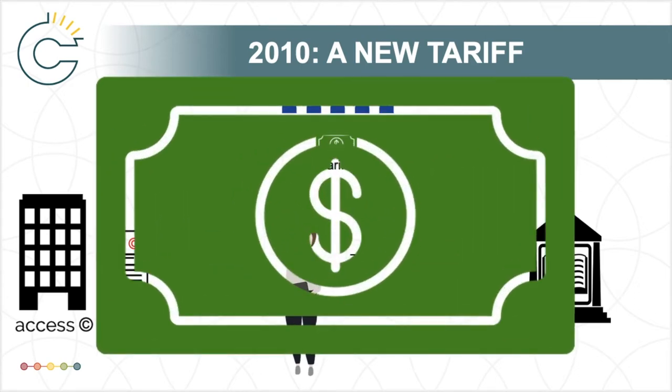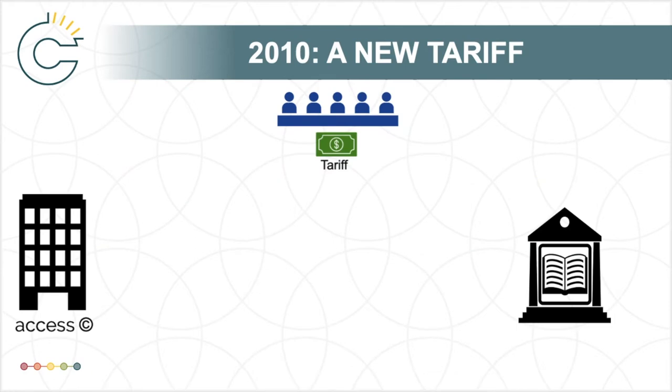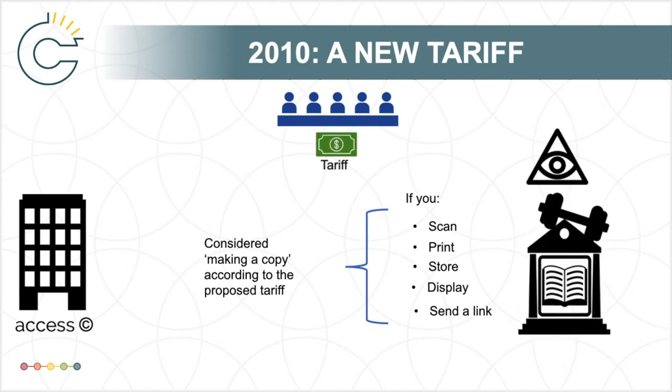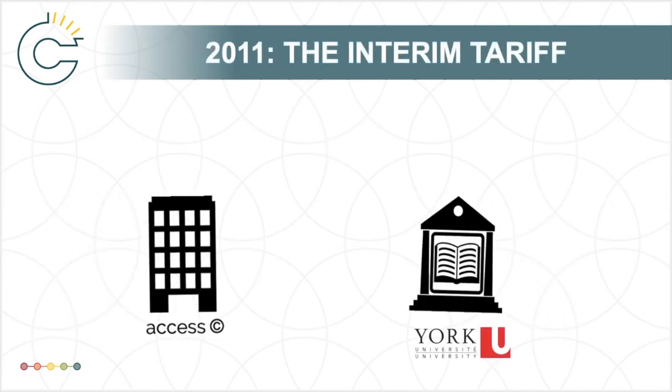Beyond the massive increase in fees, the proposed tariff created other concerns for colleges and universities. Particularly, this tariff intended to expand into the area of digital licensing, meaning that if you scan, print, store, display, or send a link to a work, this would be considered making a copy. Additionally, the new tariff contained numerous audit, reporting, and monitoring provisions that would place new burdens on the institutions, their staff, and instructors.